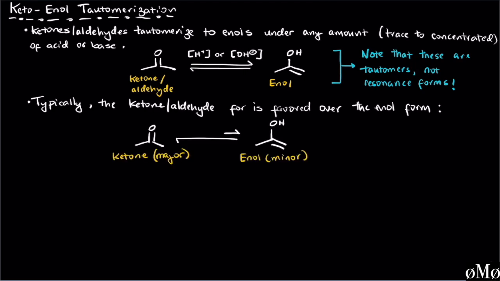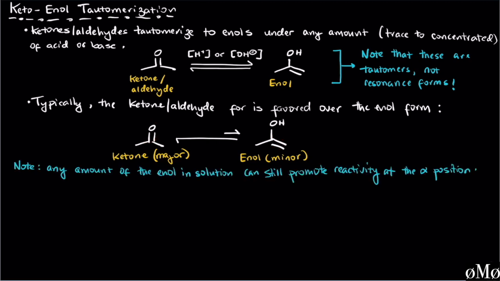Okay, so that being said, typically the ketone or the aldehyde form, this particular form with your carbonyl C=O, is favored over your enol form. That has a lot to do with the strength of a C=O double bond versus a C=C double bond. The C=O double bond is just stronger than the C=C double bond. And so typically we would see the ketone form favored over the enol form.